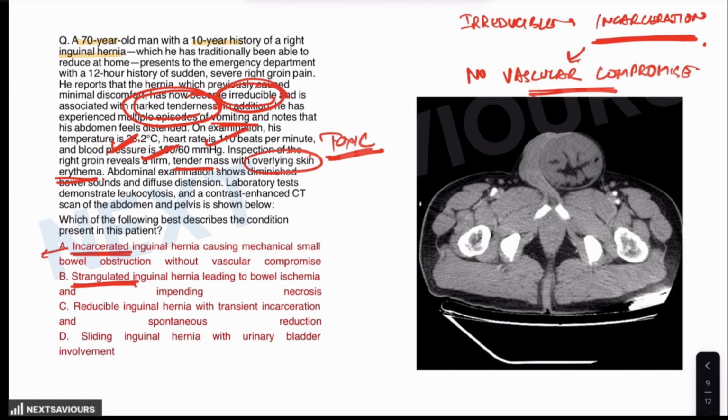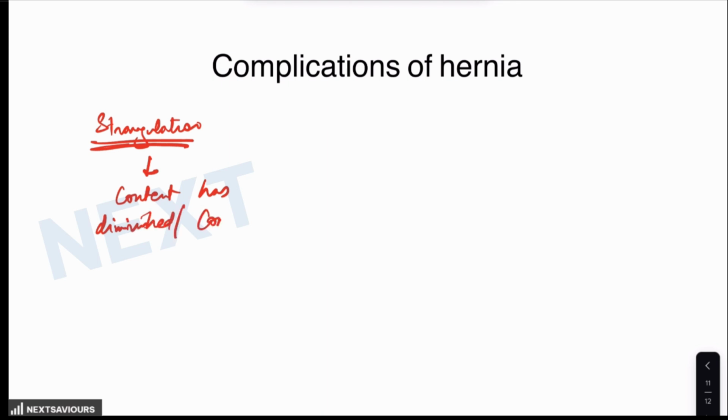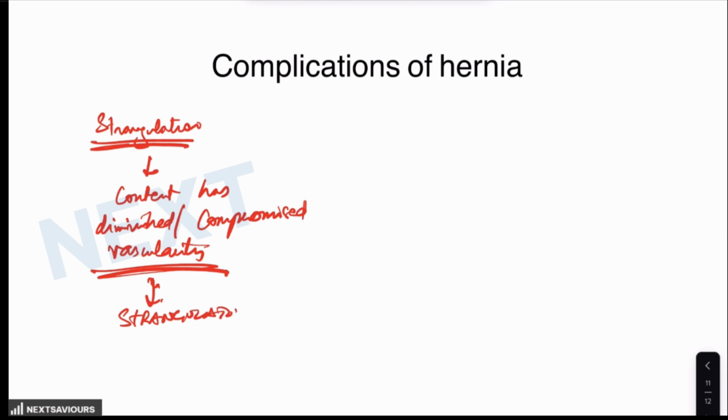So, what happens in a strangulation hernia? So, in all the patients where, so strangulation is when the content has diminished or compromised vascularity. Okay, whenever the content has diminished or compromised vascularity, it will lead to strangulation of the content.